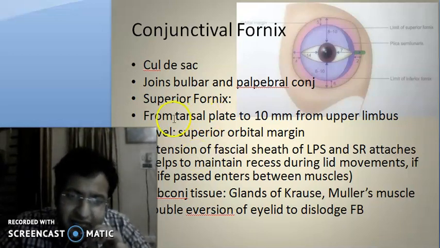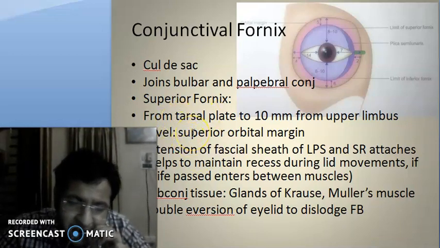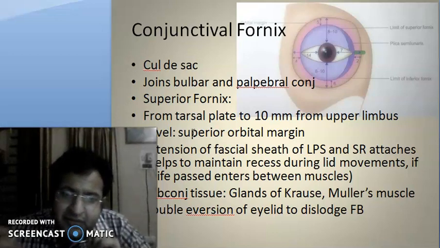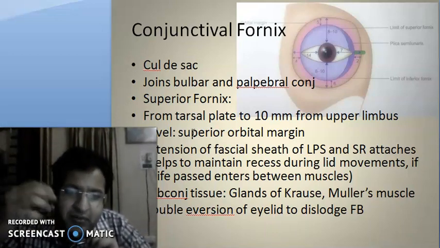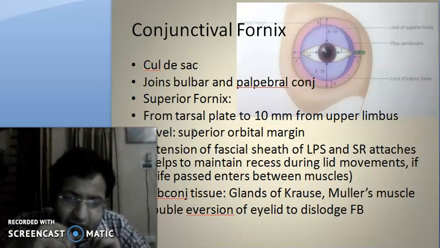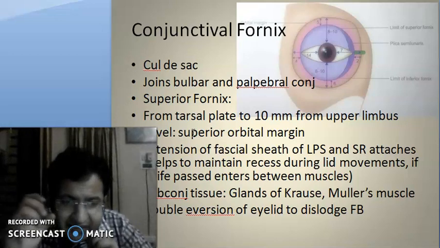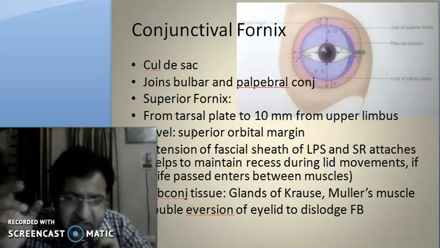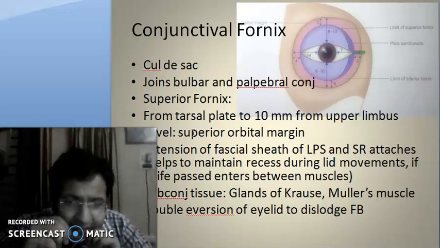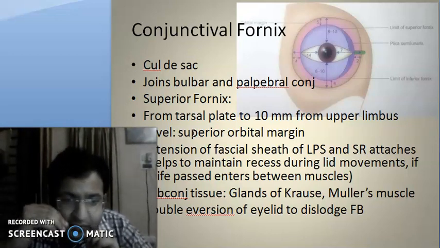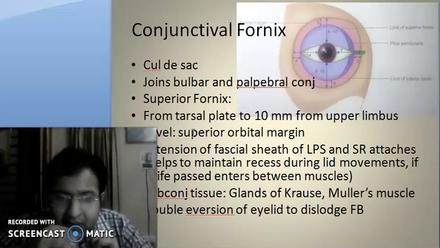The superior fornix is a part of the conjunctiva from the tarsal plate to 10 millimeter away from the upper limbus. And what is the extension of the superior fornix? Up to the superior orbital margin. The extension of the facial sheath of the levator palpebrae superioris and superior rectus attaches to the superior fornix, and this attachment helps to maintain the recess during the lid movements, up and down movement of the upper lid.